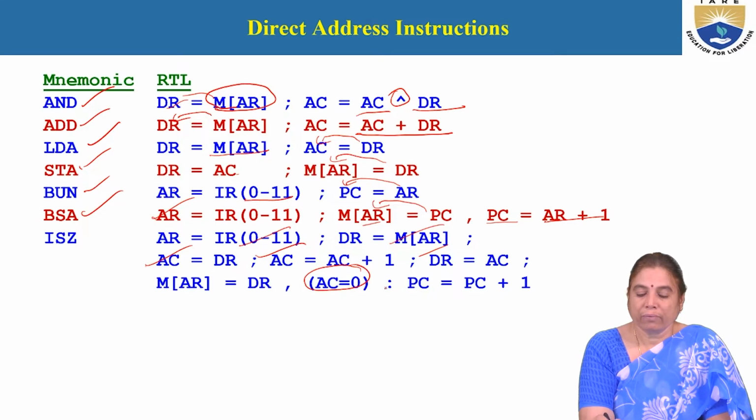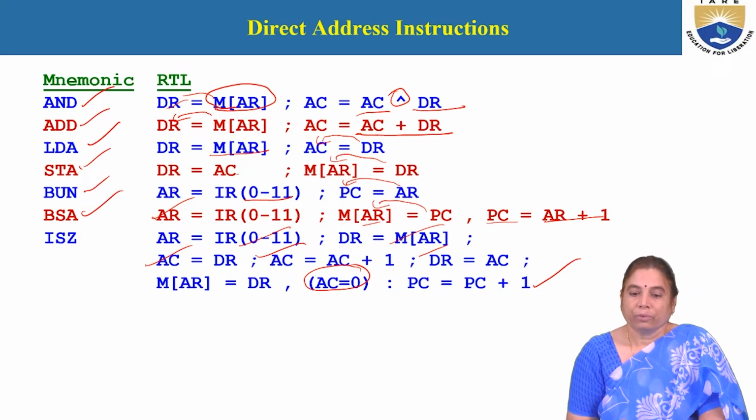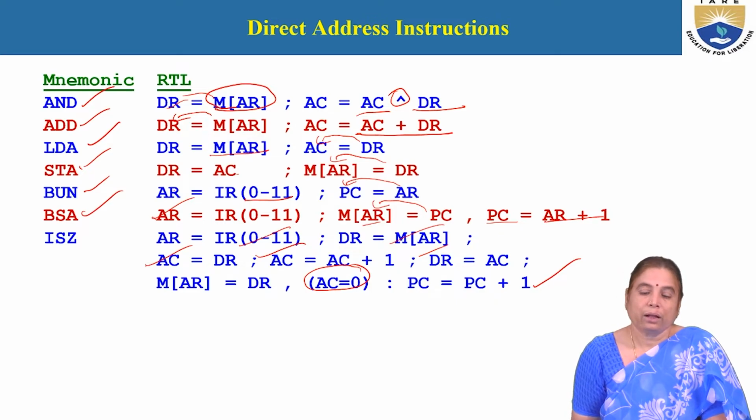If the accumulator value is 0, then only the PC value can be incremented. So these are the variety of direct address memory reference instructions that can be notated by using the RTL.